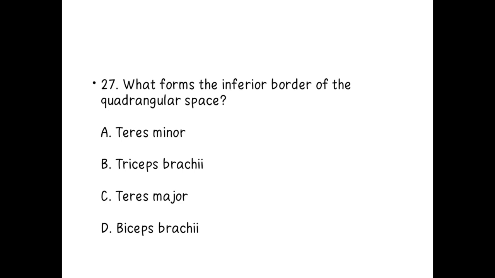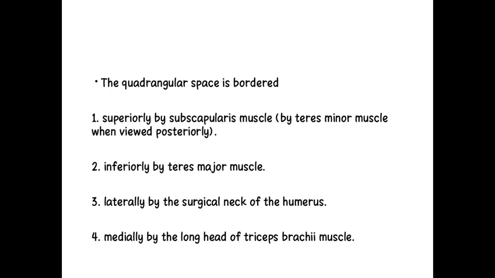Number 27. What forms the inferior border of the quadrangular space? A, teres minor. B, triceps brachii. C, teres major. D, biceps brachii. And the right answer to this question is C, the teres major. The quadrangular space is bordered superiorly by the subscapularis muscle, and by the teres minor muscle when viewed posteriorly. But when viewed anteriorly, you will see the subscapularis muscle. So, number two, inferiorly by the teres major muscle, which they asked in our question.